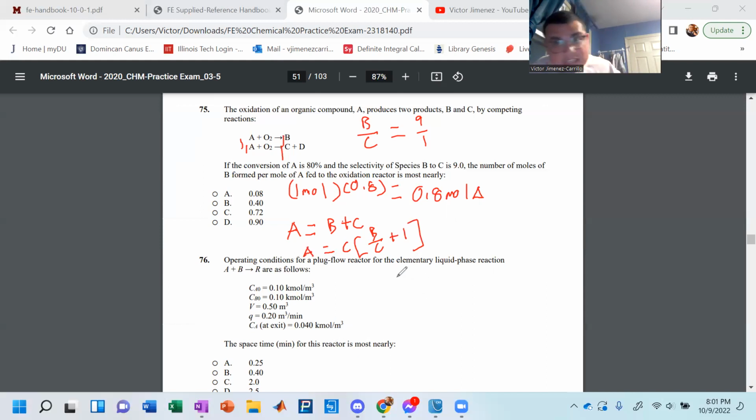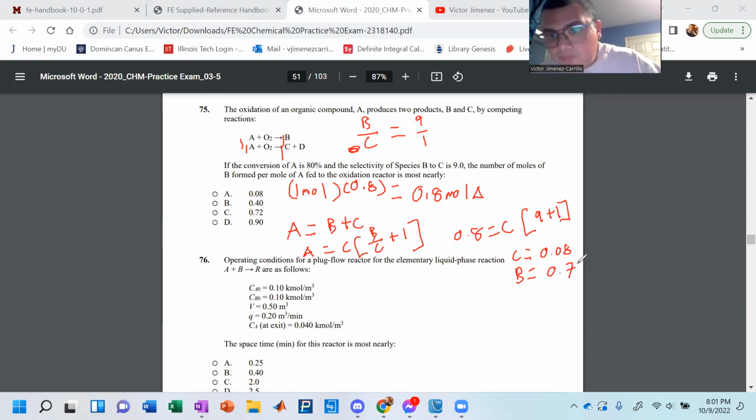The reason we did this is because we can now describe the system easily. We have A, we have 80% of moles that we're just starting out with. We don't know C, but we do know the ratio B to C is 9, plus 1, which is 10. Solve for C, and C gives us 0.08. Now, replug that into this part right here and solve for B. B gives you 0.72. So the answer is C.